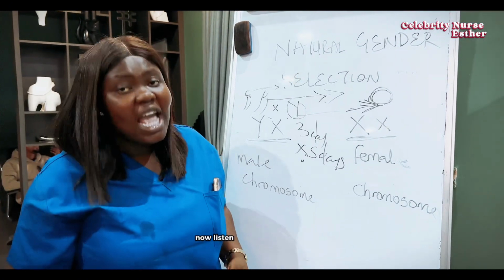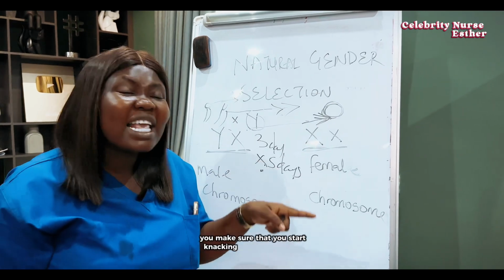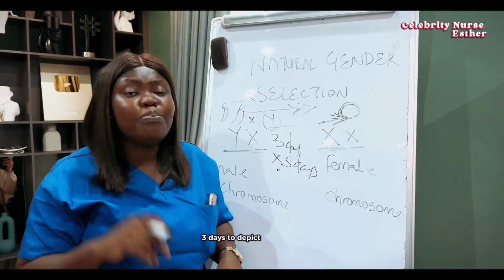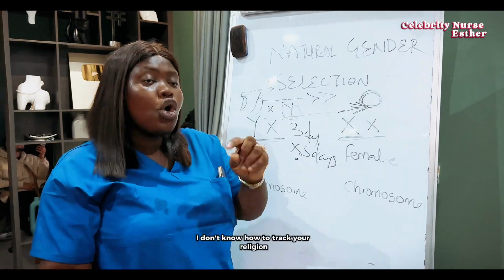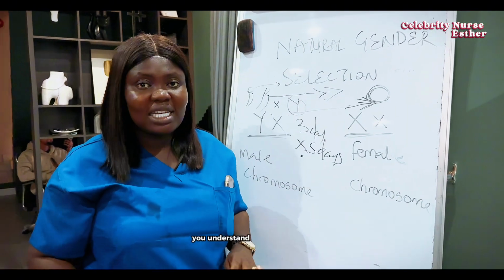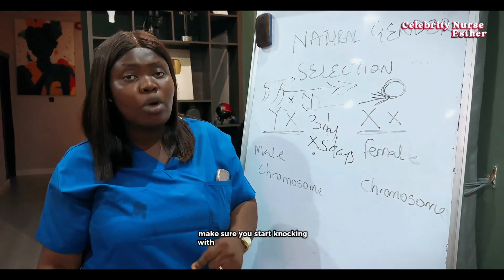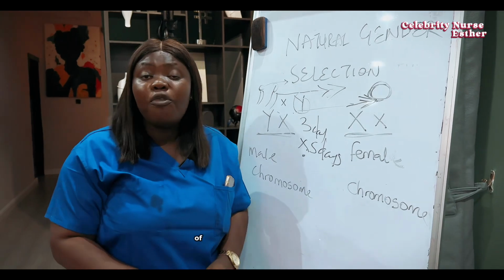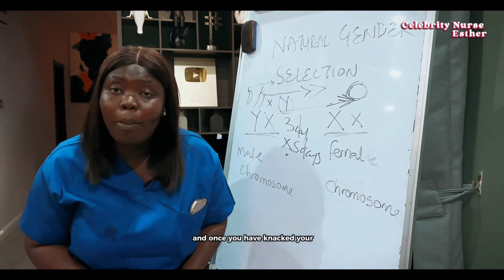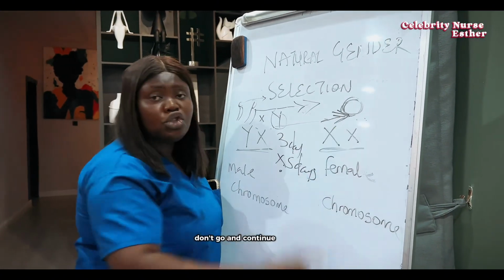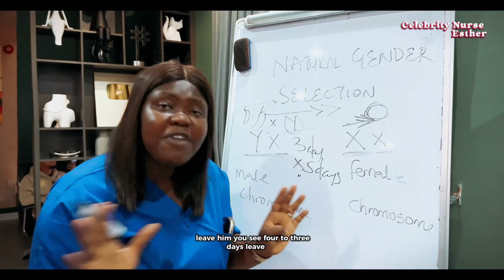So how can you achieve the gender of your baby? Now listen, if you're trying to go for a female child, you make sure that you start having sex with your partner 3 days before the peak day of your ovulation. For those of you that don't know how to track your ovulation, go and watch my previous video. You will understand it better. Make sure you start on the 3rd day to the peak day of your ovulation. And once you have done it, don't continue again. Leave him, 4 to 3 days, don't do it again.